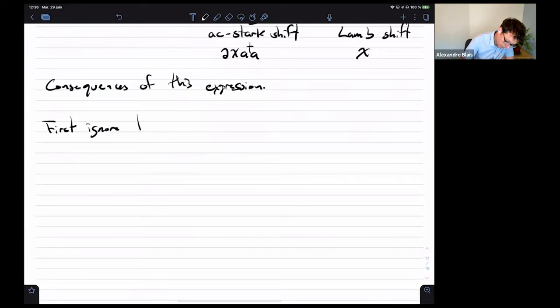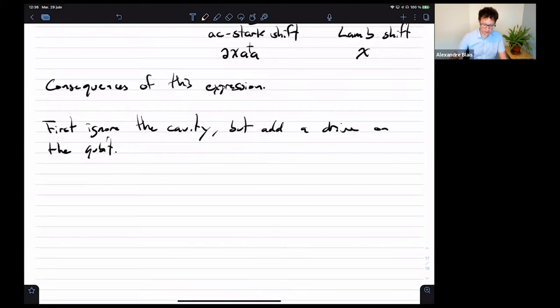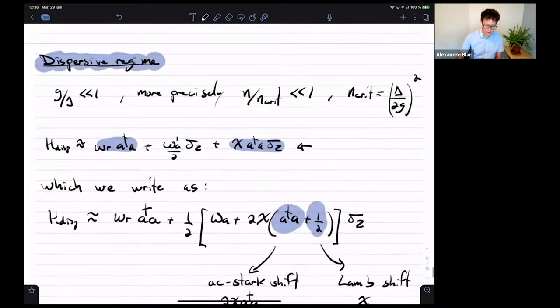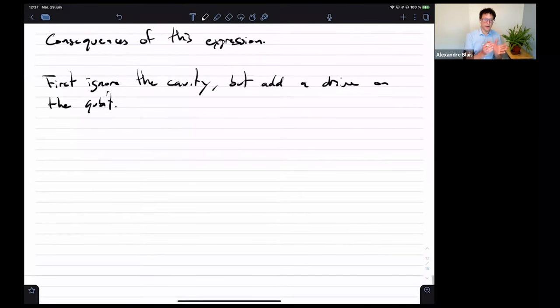So first, remove the cavity, but add a drive on the qubit. What I want to do is essentially the same type of experiment that we were looking at here. You see here we're looking at amplitude or amplitude squared as a function of frequency. We're doing spectroscopy of the cavity. Now what I would like to do is spectroscopy of the qubit. So this is the problem I'm setting up. I'm ignoring the cavity and I'll just probe the qubit and see how it responds. Once we've understood that, we'll be able to look at probing the qubit in the presence of the cavity and see how it responds. Okay, so we want to do qubit spectroscopy.